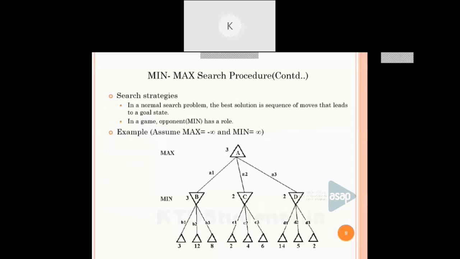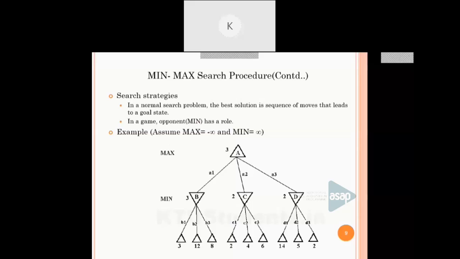Before that, you must be clear about the strategy. I have already told you about general search algorithms, where you only have to start from the starting state and move on in a sequence to reach the goal node. But it is not the case in the game. In the game, the opponent also has a role.